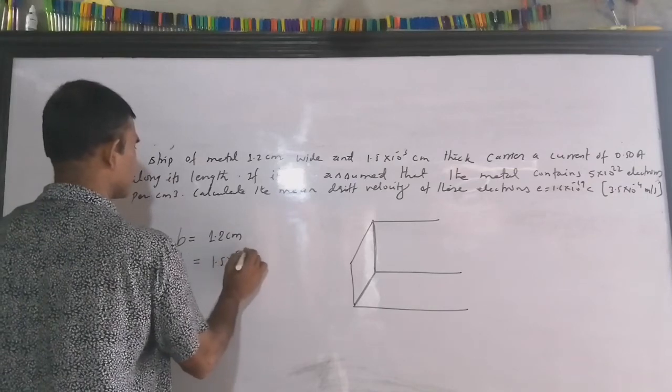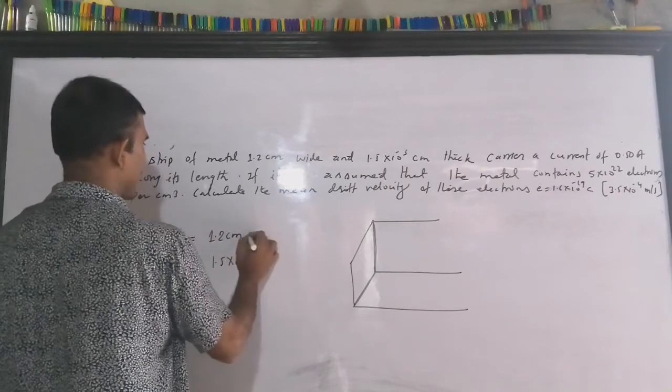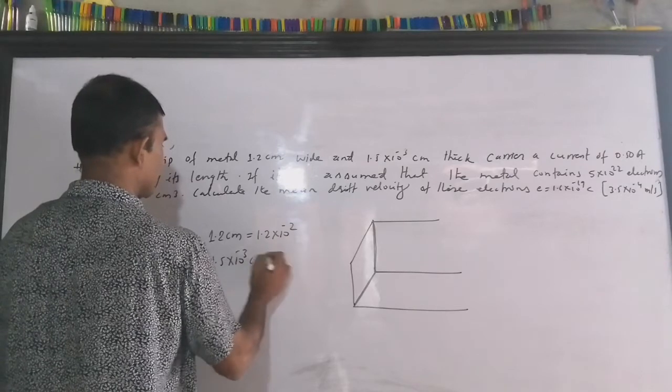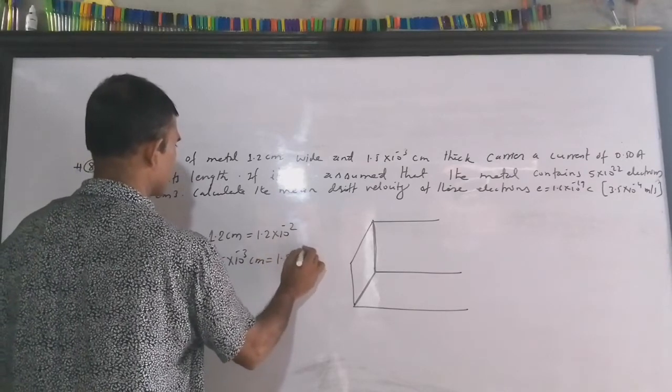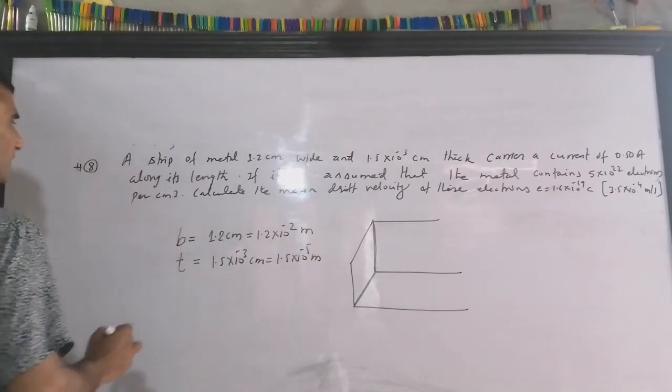1.5 into 10 to the minus 3. It's given in centimeter, so I need to change it into meter. 10 to the minus 2, multiplied by 1.5 into 10 to the minus 5. Both are now in meter.